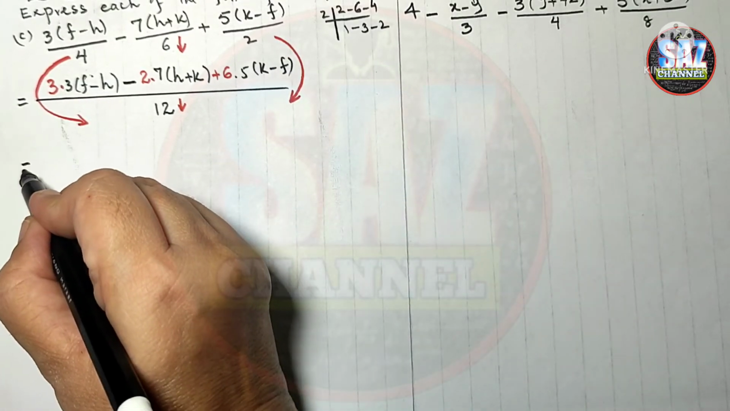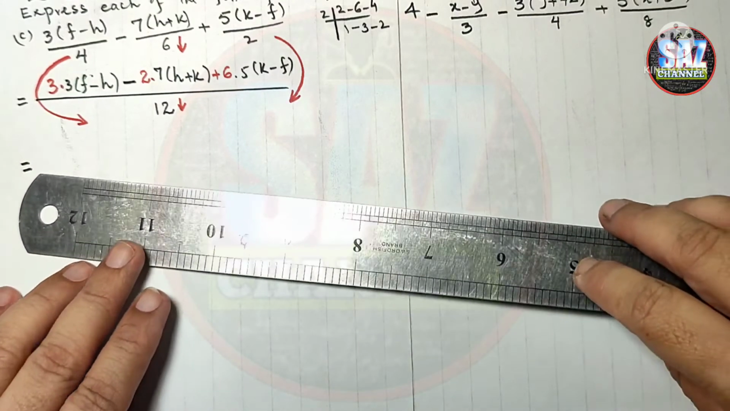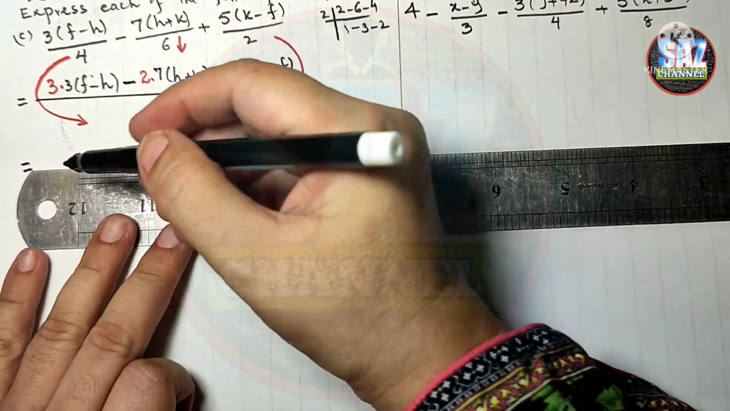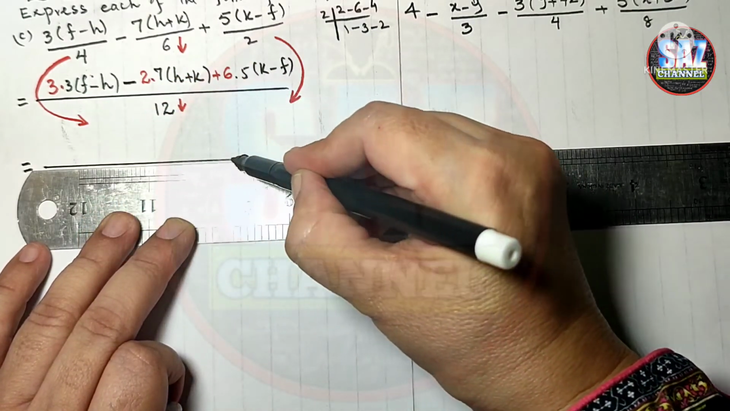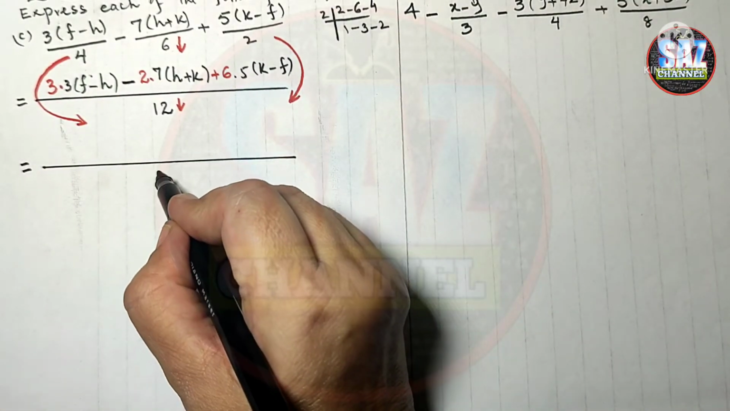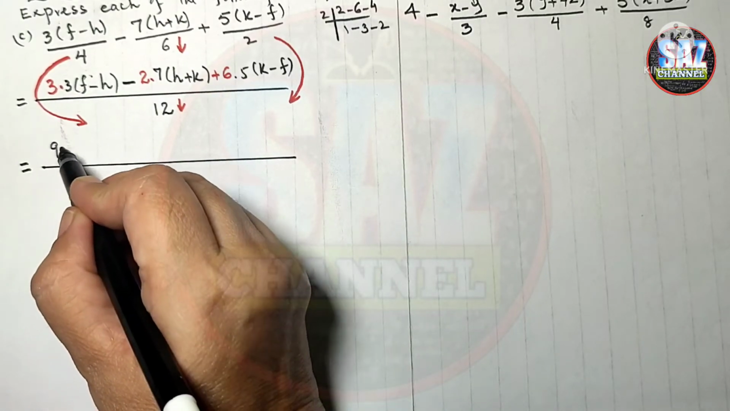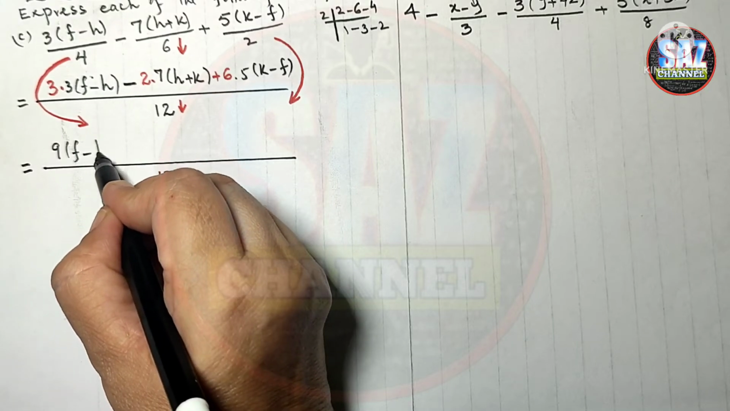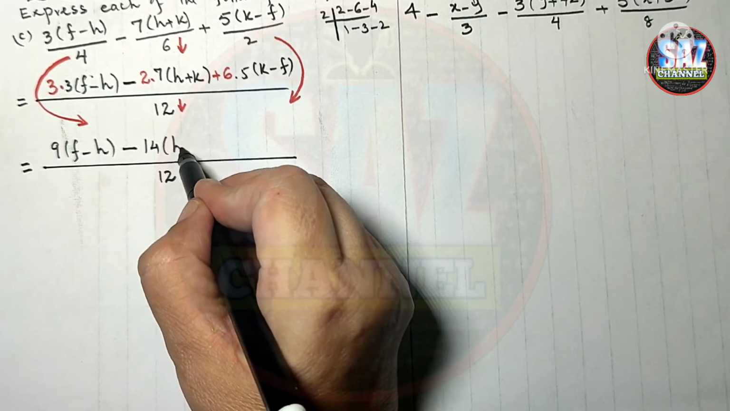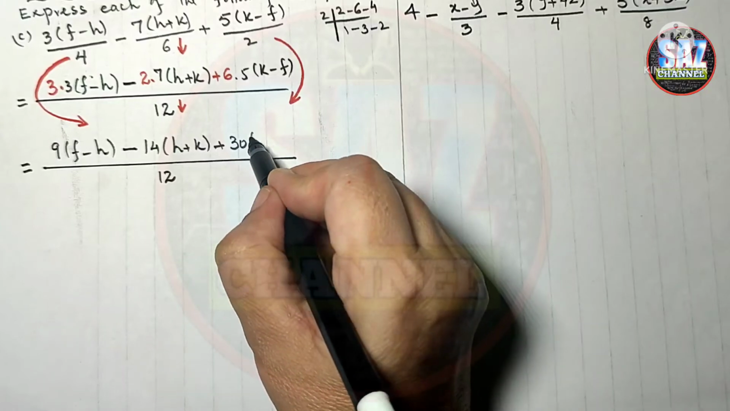Now it is time to first multiply the numbers which are outside the brackets, so that we can simplify our question easily. Let me draw the fraction here. I am going really slow because these questions are the base for D2 as well, so that my students have good command on all types of these questions. 3 times 3 is 9, and this is f minus h, minus 2 times 7 is 14, h plus k, plus 6 times 5 is 30, k minus f.